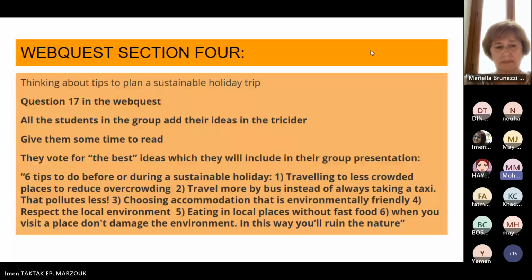Six tips to do before or during a sustainable holiday. 1. Travel to less crowded places to reduce overcrowding. 2. Travel more by bus instead of always taking a taxi, which pollutes less. 3. Choose accommodation that is environmentally friendly. 4. Respect the local environment. 5. Eat in local places without fast food. 6. When you visit a place, don't damage the environment, otherwise you'll ruin nature.